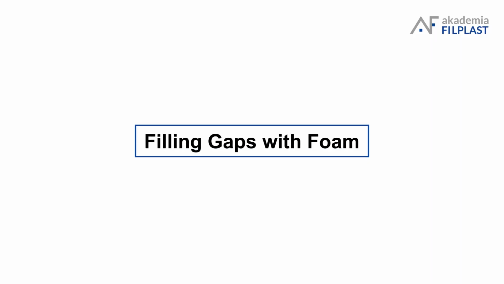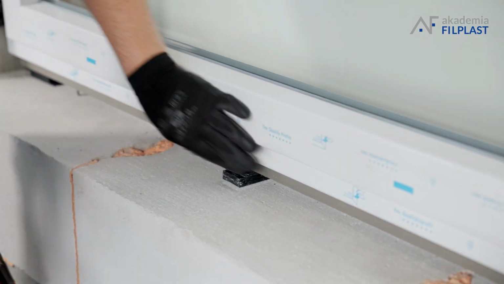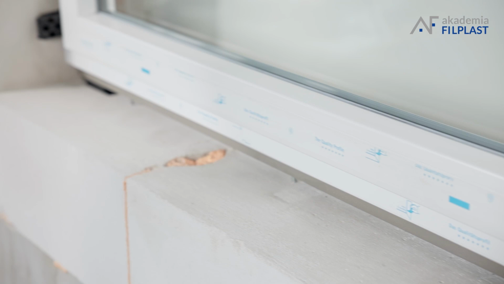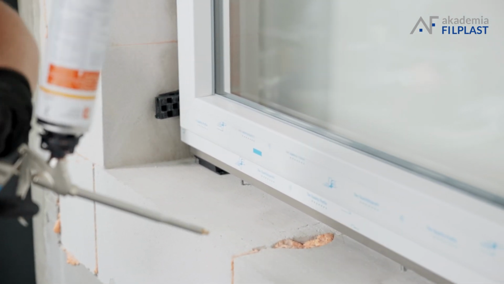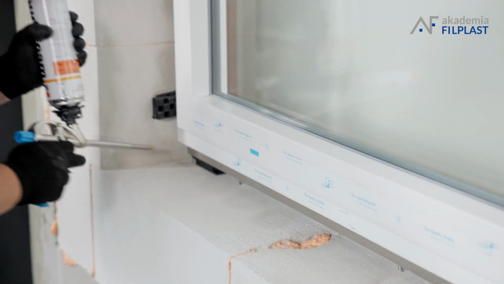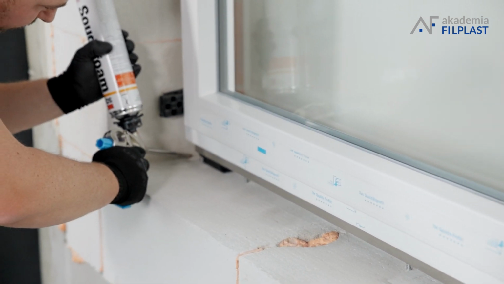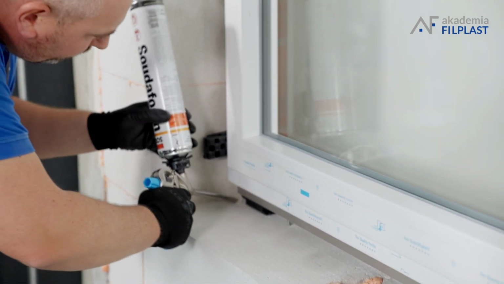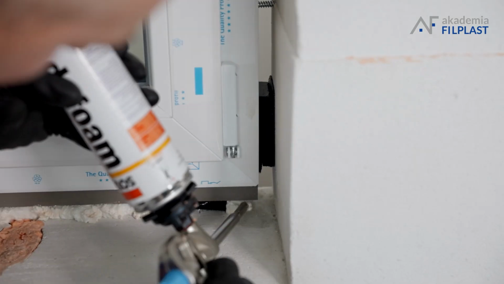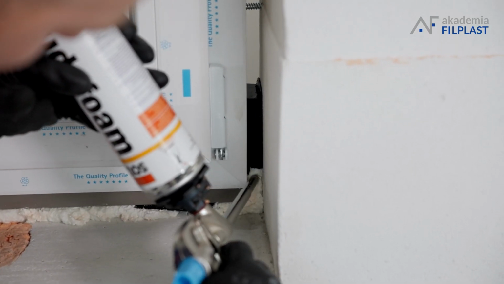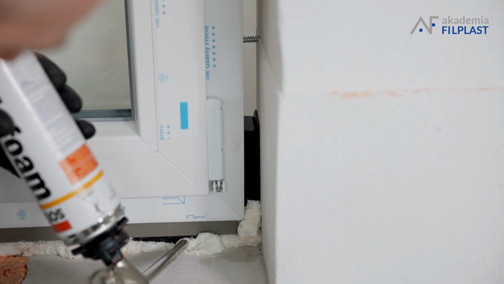Filling gaps with foam. Fill the gaps between the frame and wall with foam. Use regular foam for temperatures between 5 degrees Celsius and 35 degrees Celsius. Use winter foam for temperatures between -10 degrees Celsius and 5 degrees Celsius.